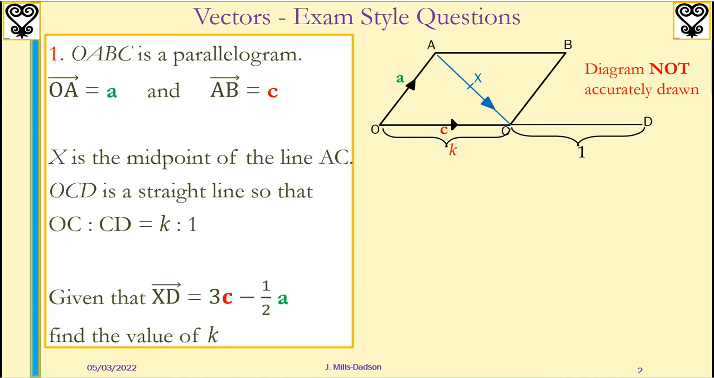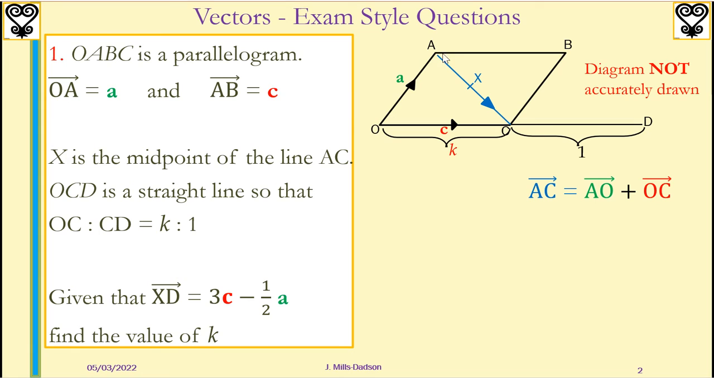So what we need to do here is first establish CD vector in terms of K. Once we are able to do that, then we can work out vector XD using vector XC and CD. And the answer that we've got, we can equate it to the XD vector that's given to us and solve for K. So to start, I want to work out what is AC.